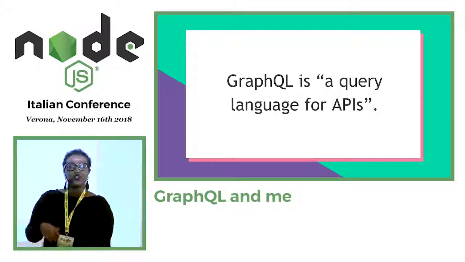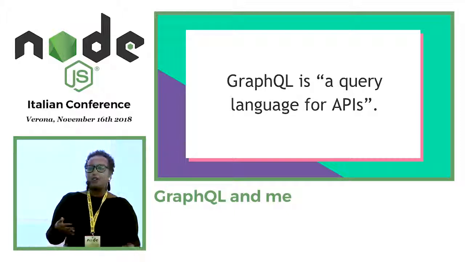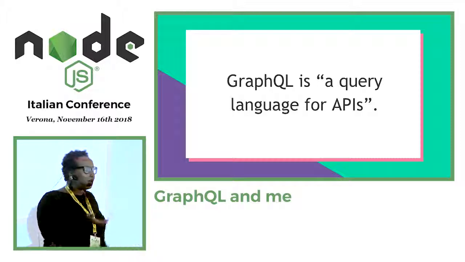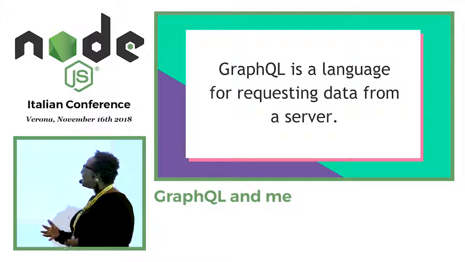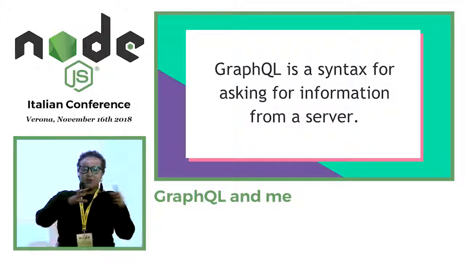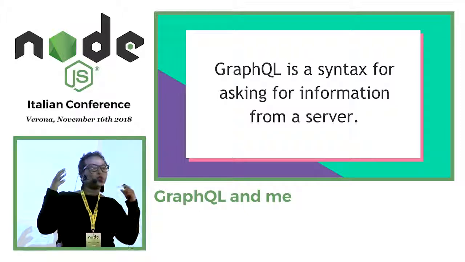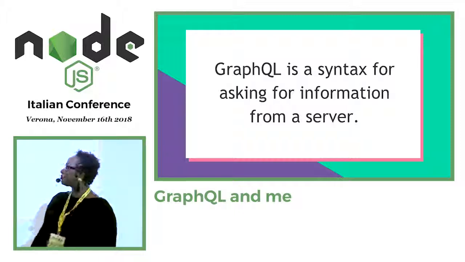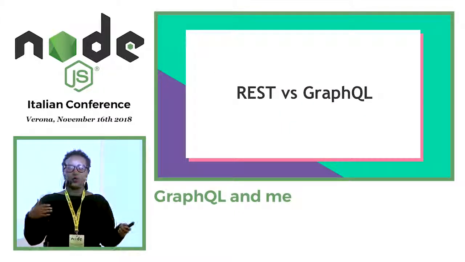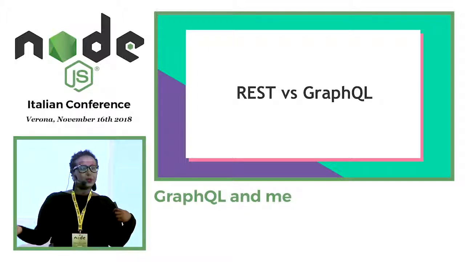So what is GraphQL? GraphQL describes itself as a query language for the API. So what does that mean? Basically, that is just a language for requesting data from your server. It's just a different syntax for requesting data. So what's the difference between REST versus GraphQL?